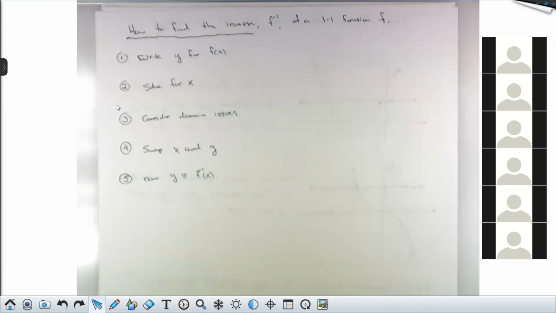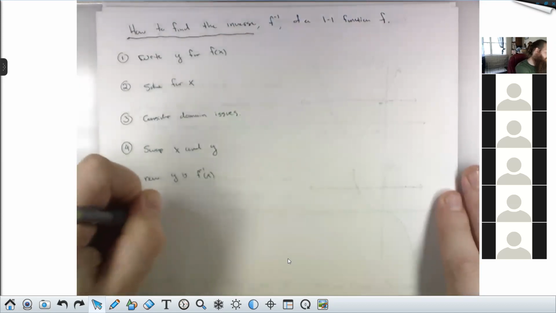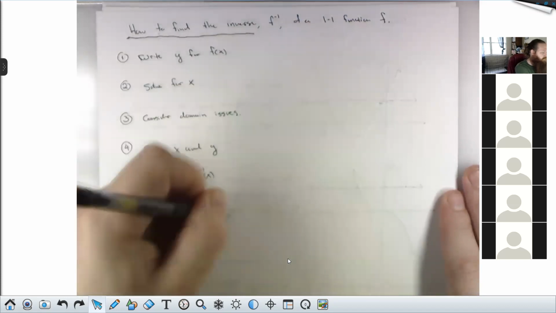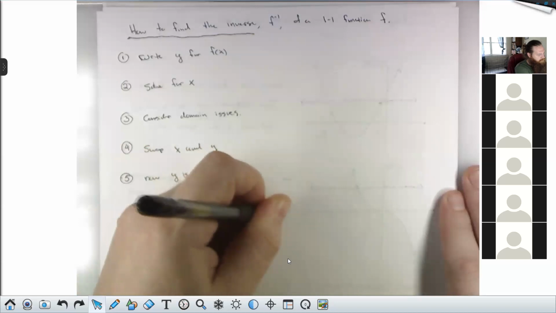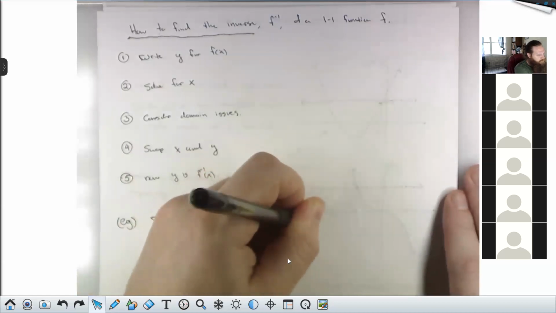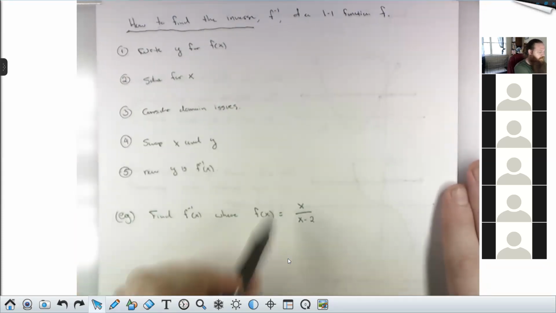But for our first example, we're going to take a function that is one-to-one. We're not going to have to worry about domain stuff, okay? Here we go. Let's find f inverse of x, where f of x is x over x minus 2. This is a one-to-one function.